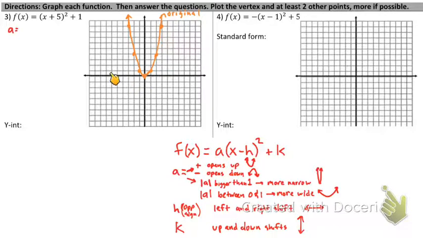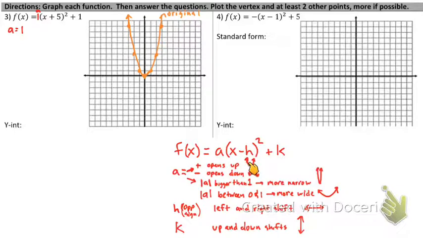So let's go here. Our A value is going to be in front. Since there's not a number, we know our A value is 1. So what does that tell us about our graph? That tells us that since it's positive, our graph is going to open up.